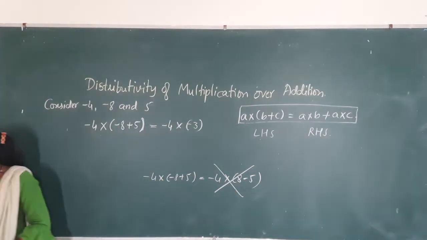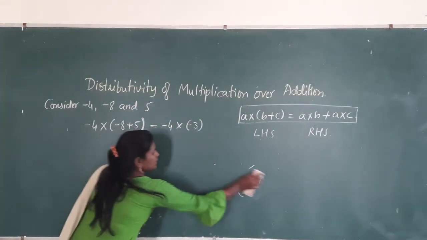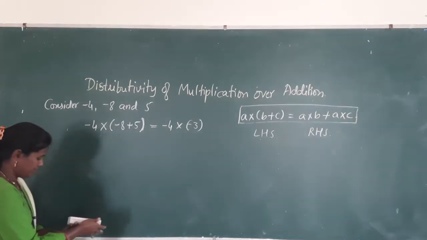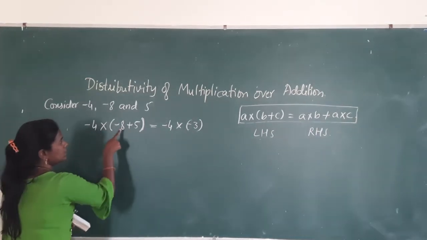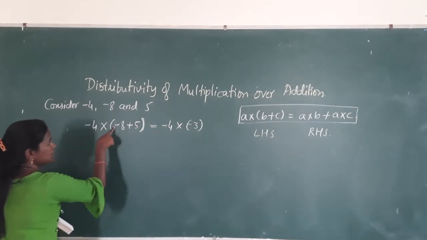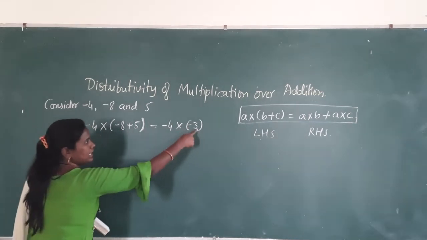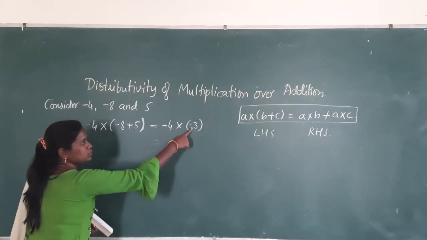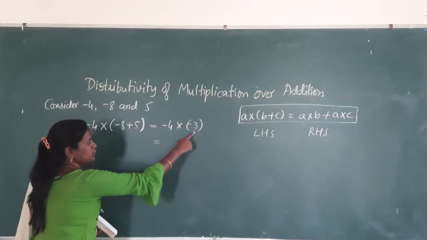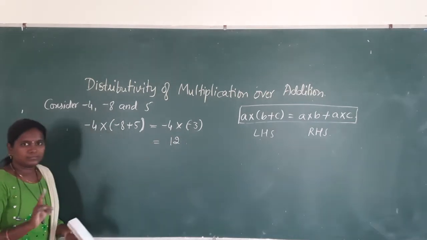Okay, so now see, this is 8 minus 5, which is 3. The bigger number carries the negative sign, so it is minus 3. What is minus 4 into minus 3? Minus into minus is plus. 4 3s are 12.